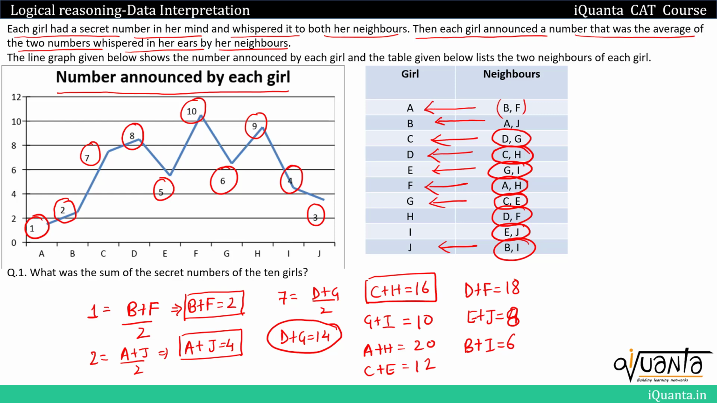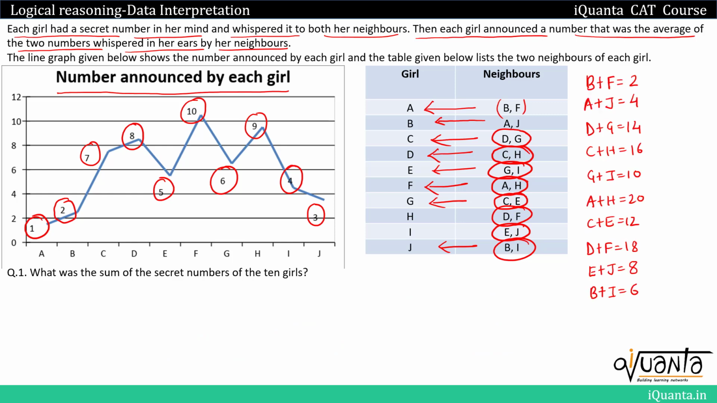So for each and every girl, we have an equation with us. Let me write down these equations properly. So now that I have these equations with me, the first question is, what was the sum of the secret numbers of the 10 girls? If I notice these equations, I can see that B is involved in 2 equations, A in 2 equations, C in 2, D in 2, E in 2, G in 2, H in 2, I in 2, and at last J is also involved in 2 equations.